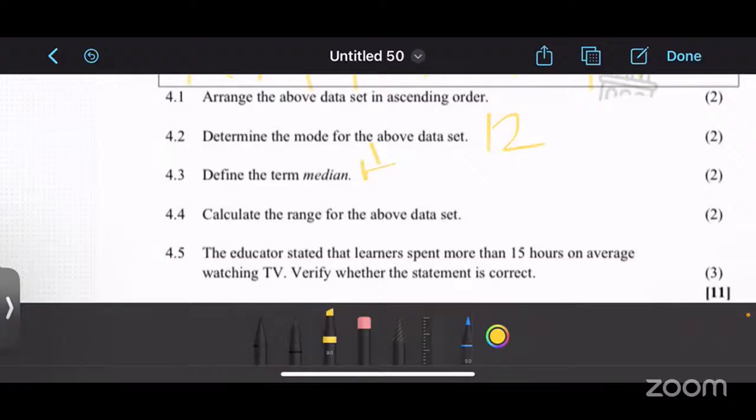She said that it is more than 15 hours. More than 15 hours means it should be anything above 15, which is 16 going up, right? Not around 15. So if your answer is 14 point something, it's not more than that. Even if we round it off, it's 15, and 15 is not more than 15, it's equal to 15, right? So that means her statement is not correct.